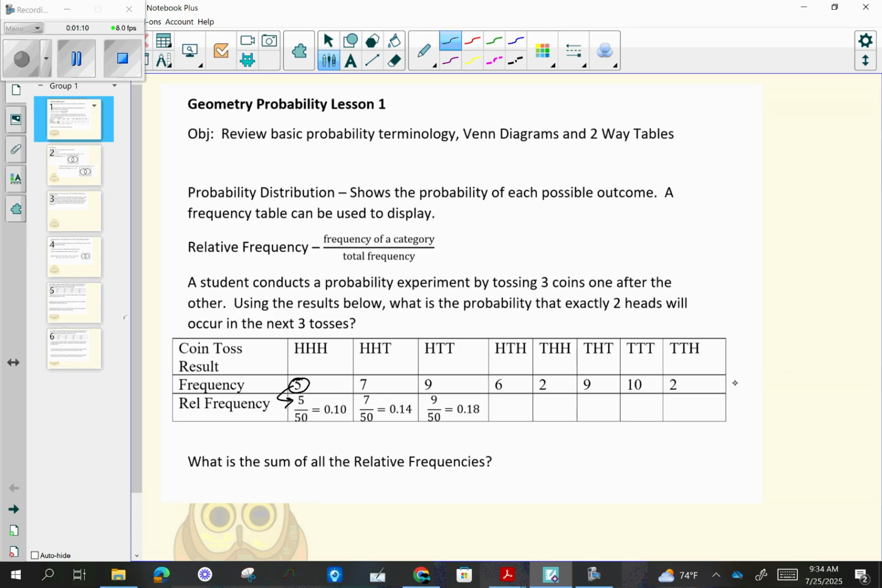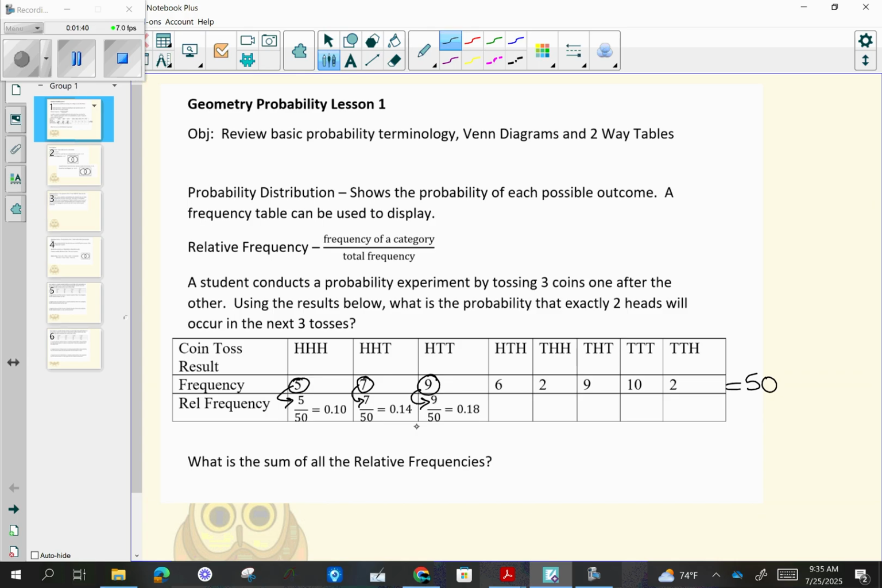If I add up all of these frequency numbers, it's 50. So to get our relative frequency for HHH, we take 5 and divide it by 50. That is 0.10. HHT, we'd take 7, divide by 50. HTT, 9 divided by 50. And so each time you try to find a relative frequency, you just take the frequency of that category and divide it by the total number.